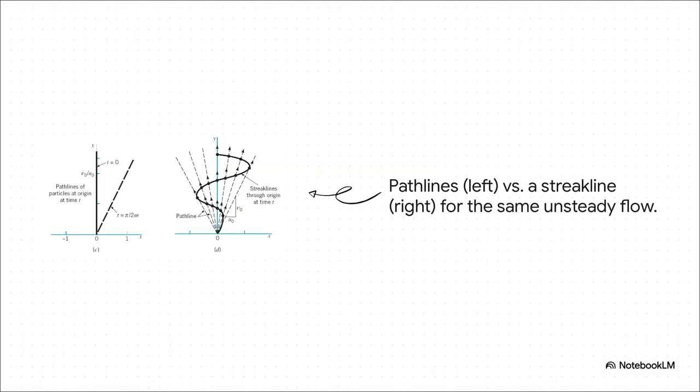So let's look at the classic example that really shows this. On the left, you see pathlines. On the right, a streakline. They look completely different, even though they all start from the exact same point. So, what is happening here?